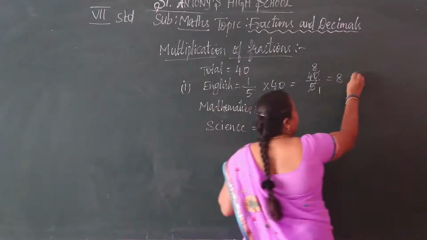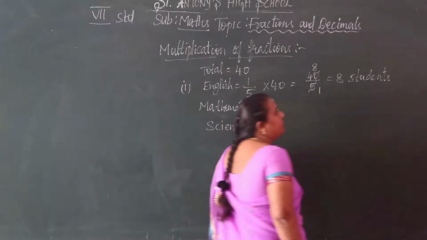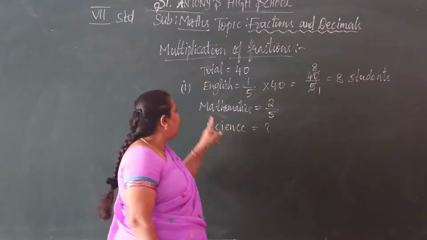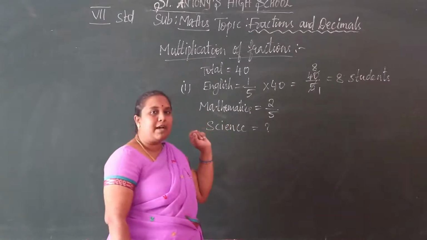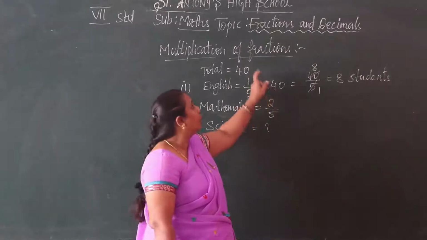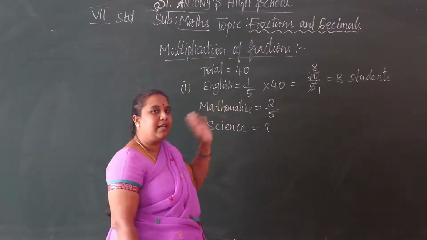8 students like to study English. And how many students like to study mathematics? 2 by 5 of 40. So 2 by 5 of 40 students like to study mathematics.